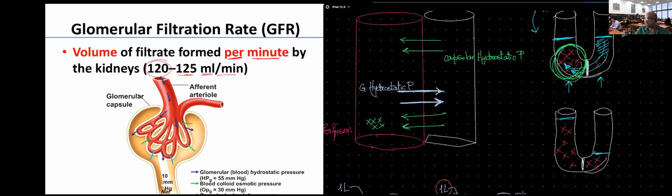What do we call this pressure? Is it my blood colloid osmotic pressure.